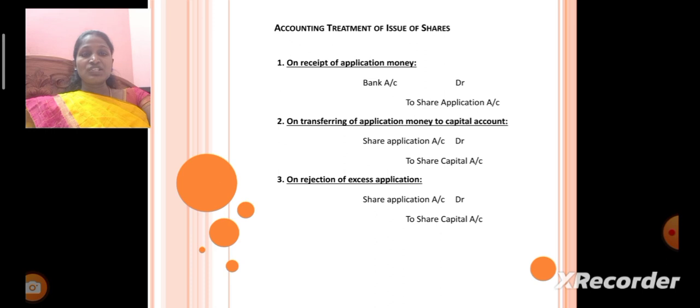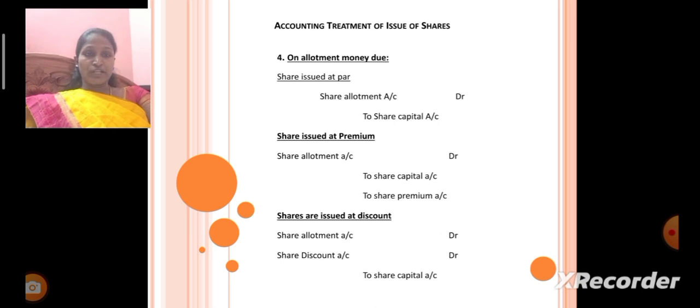Third, on rejection of excess application, this entry is followed in case of excess applications received. Example: the company issued shares for 10,000 but the public applied for 15,000. In that case the company will reject the excess application, so the entry is Share Application Account Dr. to Bank Account. The second thing is on allotment money due and the receipt entry.